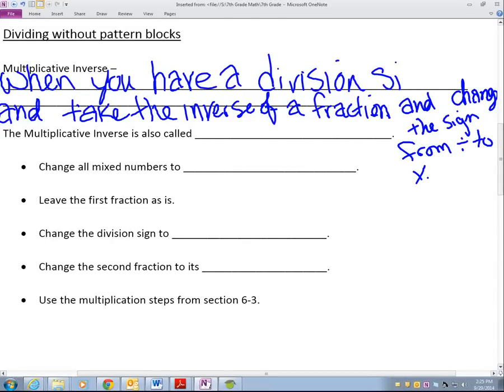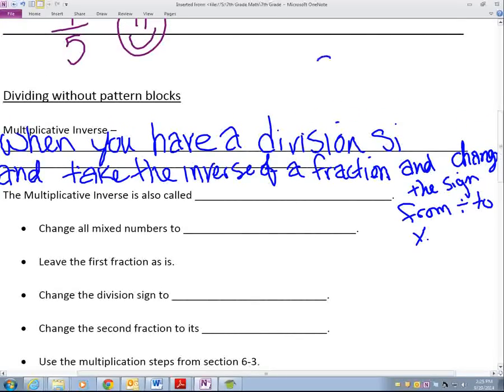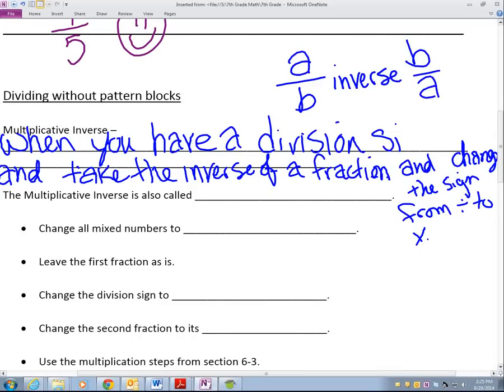So then an example would be A over B. So divided by A over B then becomes multiplied by B over A, which is a reciprocal. So it's A over B, or I could just do this. A over B, the inverse is B over A.